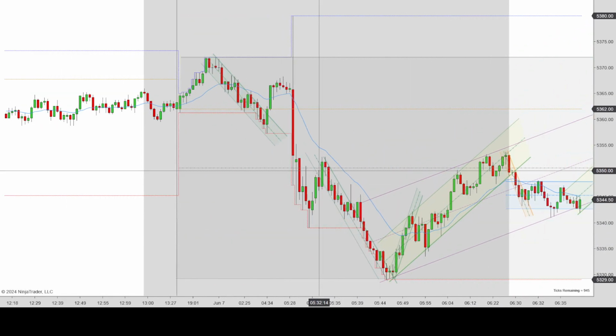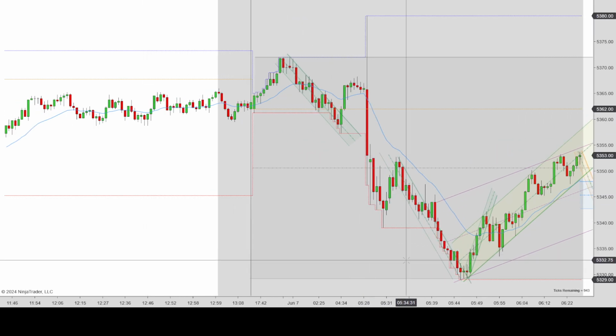this is what the pre-market looked like. You can see this big spike and flush back down. That was due to the economic data.